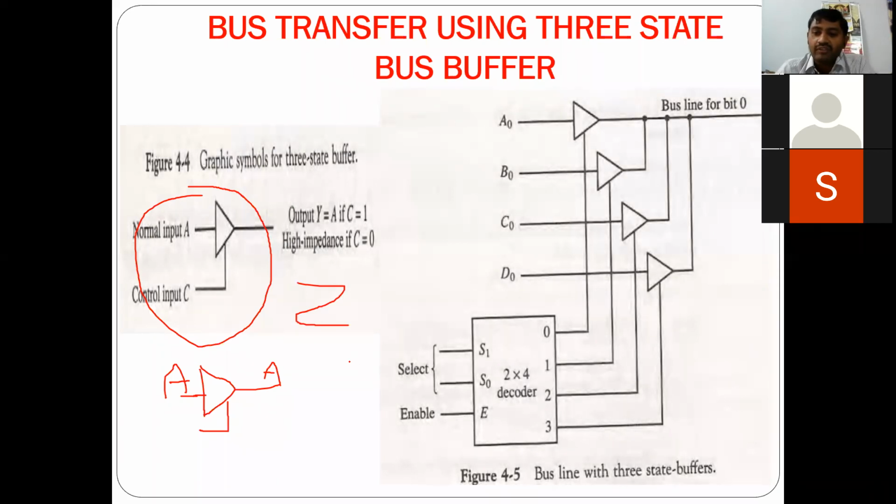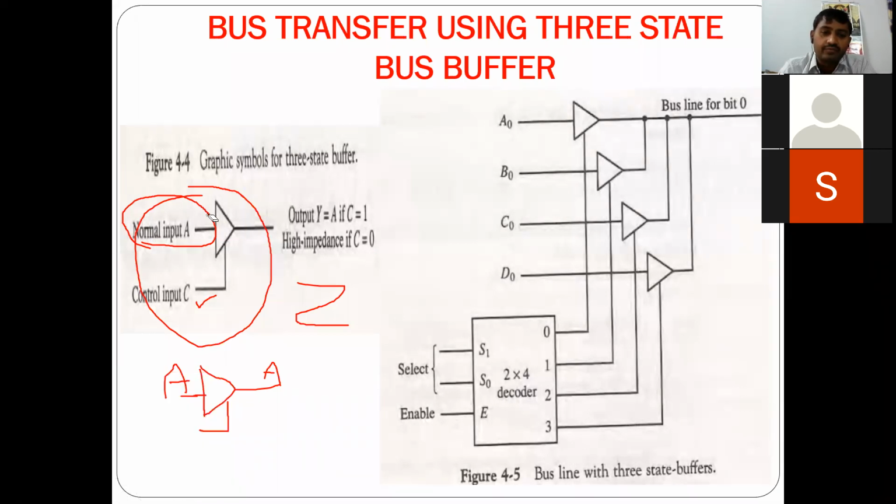So far, the inputs we have are generally 0 and 1, and the outputs are the same: if we give 0, it comes out as 0, and if we give 1, it comes out as 1. But based on this third input, the control input, if we give 1, the output is the same as the normal input we apply here. And if the control input is 0, which means this particular gate is not selected, then the output is said to be high impedance, called Z.